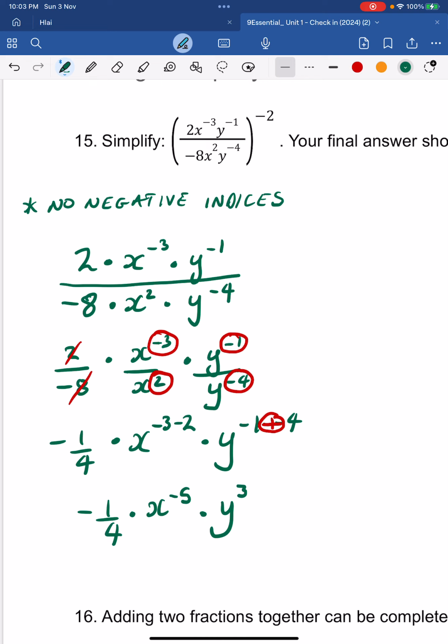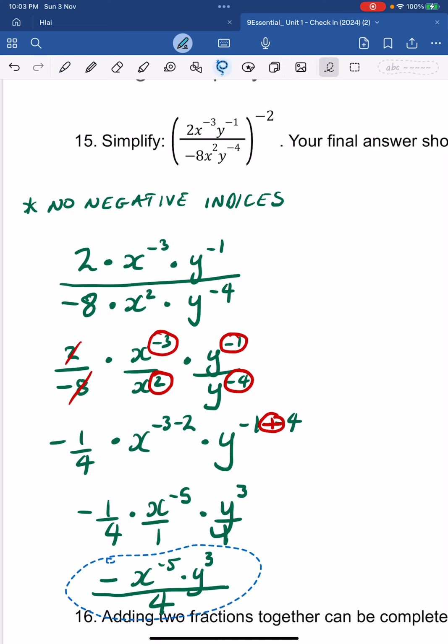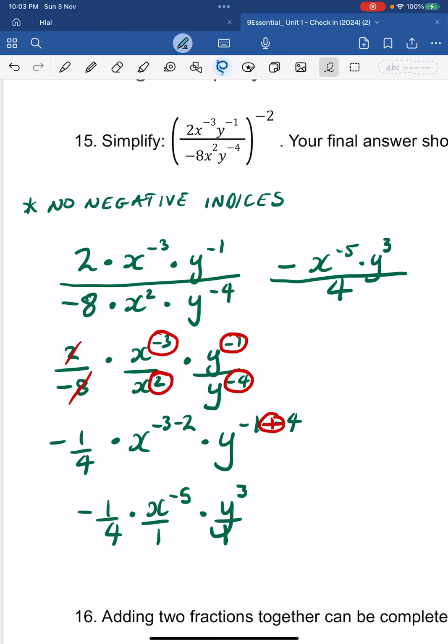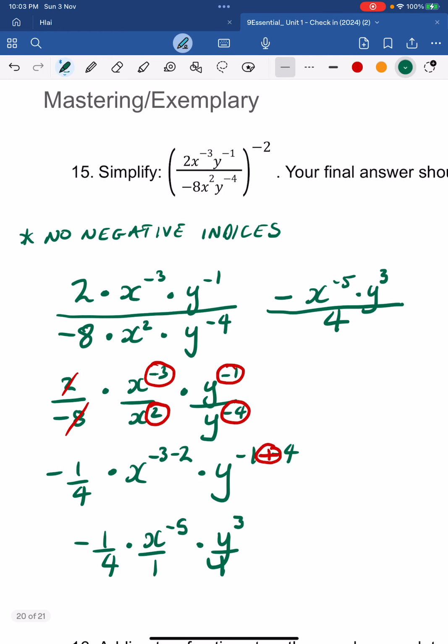And finally I'll put that back over, right? Each of those are over 1. And so the final answer here is we've got negative x to the -5 times y cubed, divided by 4. Okay, now let's go ahead and grab this. Let's bring it up to here. And now let's put it back in the parentheses that we had and put a -2 here.